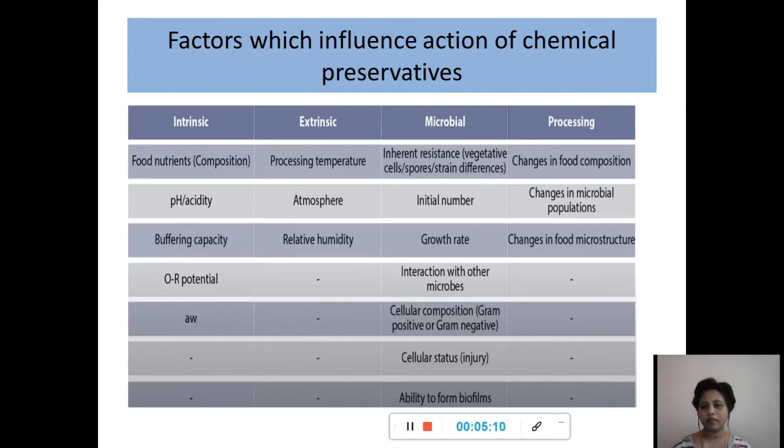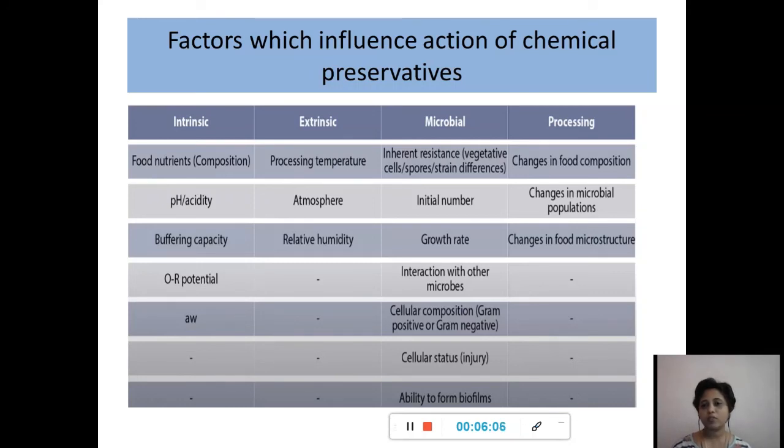Then the growth rate of the organism and the interaction with other microbes. That's another factor. Sometimes the interaction with other microbes helps the organism to overcome the preservative. Then the cellular composition, whether it is gram positive or gram negative, and the cellular status of the microbe, that is, whether the microbe in the food is injured or not. When you freeze the food and then suddenly thaw it, that will cause an injury to the microbes present in the food. Then the ability to form biofilms. If there is a lot of biofilm in the food, the level to which a chemical preservative can act will be found to be less. So the microbial factors greatly influence the level to which a chemical preservative can act in the food.